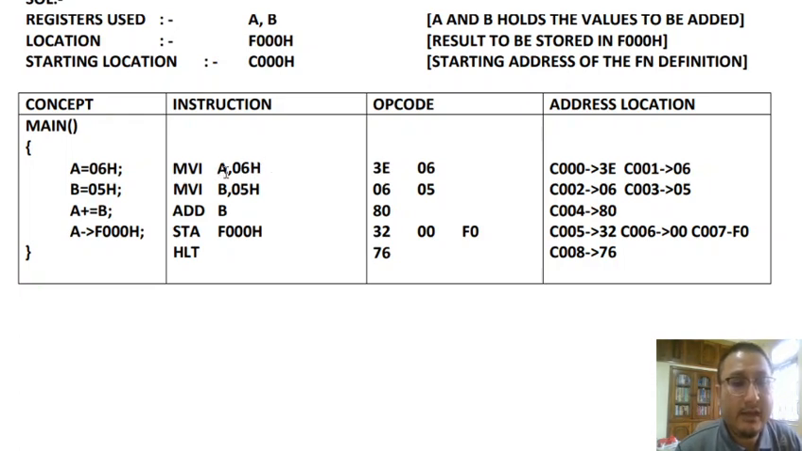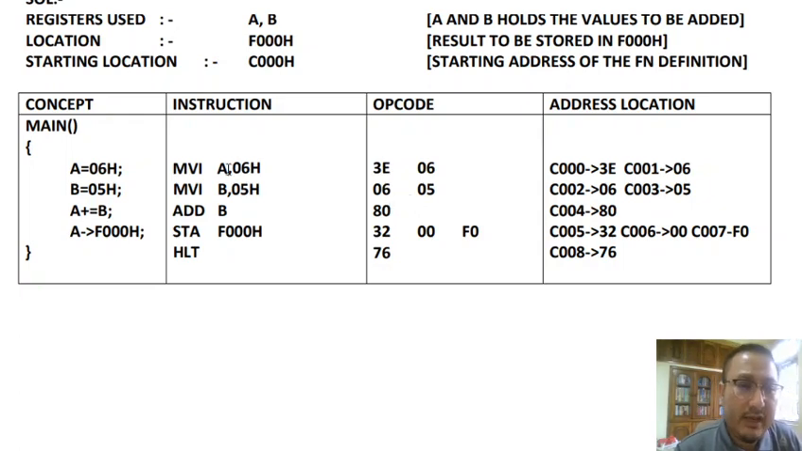So MVI A, 06H basically means move immediate data, that is, the data after the opcode for MVI A, into A. Again, move immediate data 05 to the register B, then add the content of B to A and store the result in A, then store the content of the accumulator in F000H, and finally the program terminates. Now you may be wondering what is 3E, what is 06, and so forth.